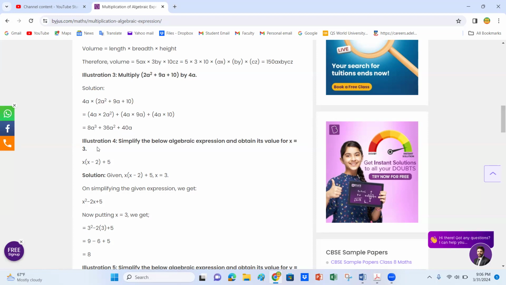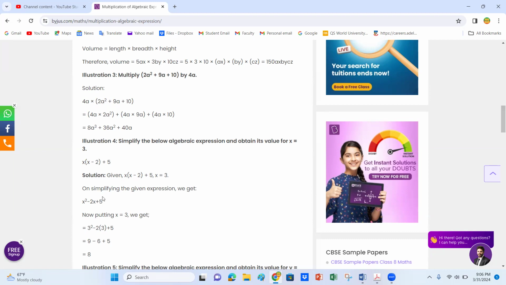Similarly, illustration 4: x into x minus 2 plus 5. So its result is x into x is x square, minus 2x plus 5. x will be multiplied on the bracket portion: x multiplied by x and 2 multiplied by x. Then plus 5 will be added. So x square minus 2x plus 5.